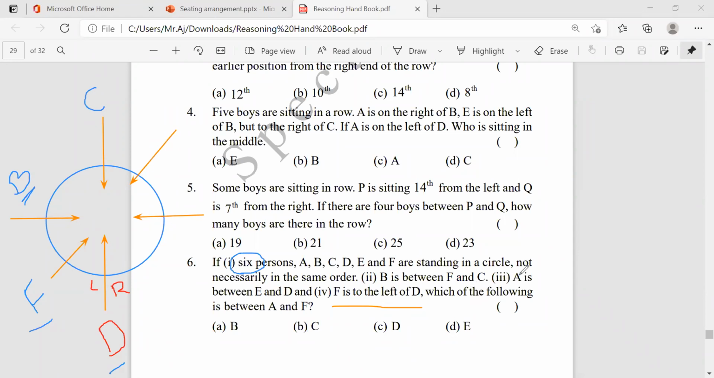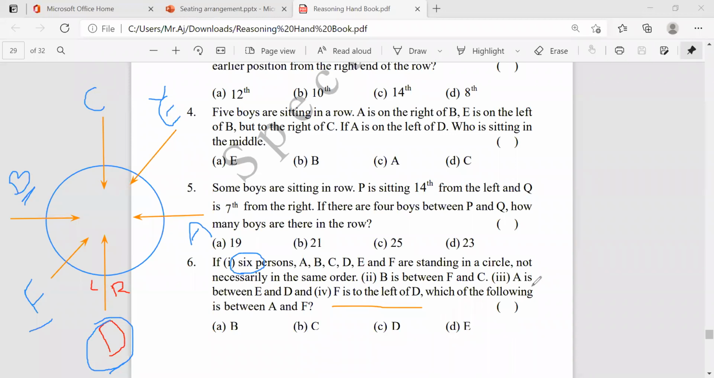And then come to the next two positions. What are the two positions? A is between E and D. We know D is here already. Then what are the two things here? It will be E and A. Why? Because A is between E and D. So got it. Now we got the one arrangement of the six. Then go for the question.